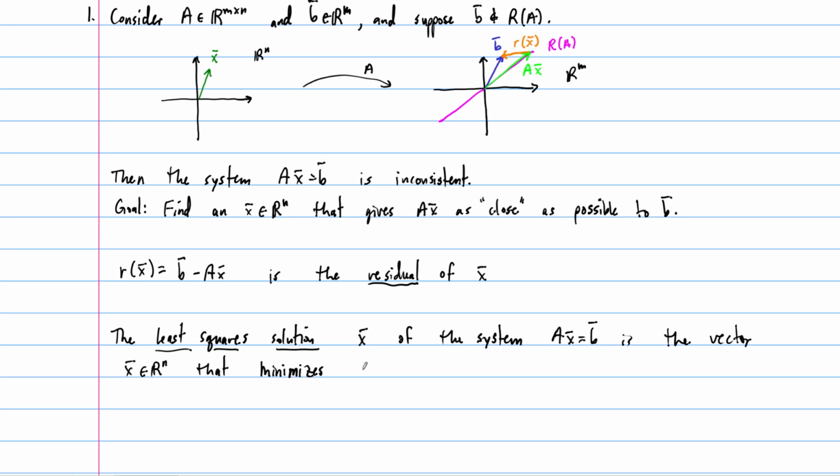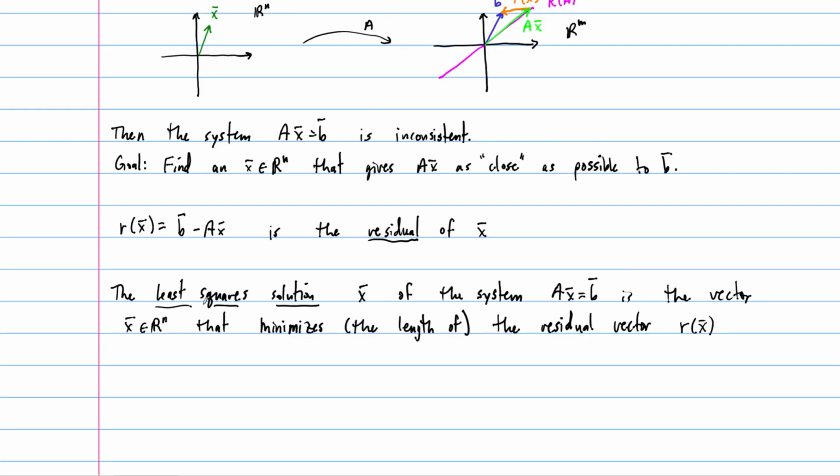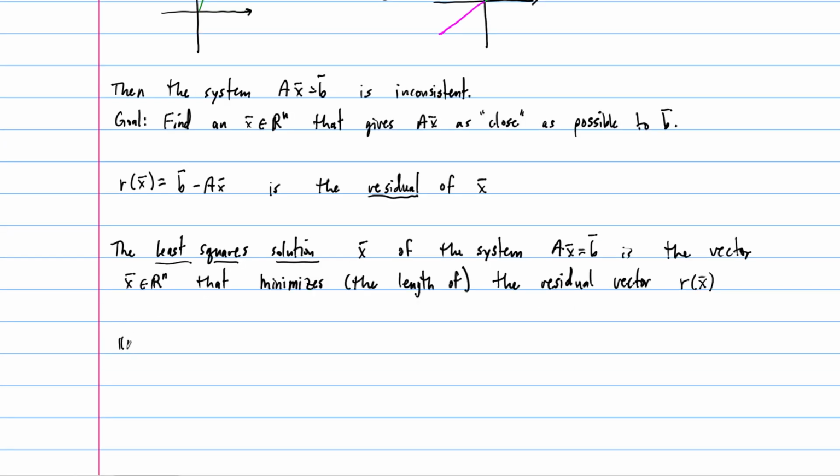Now, what do I mean by minimizes? Well, I mean minimizes the length, right? So I'll even write that. Minimizes the length of the residual vector. And that was what we called R(x), right? So it's defined by this difference. All right, so in that case, we want the norm, or the length, of R(x) to be minimum.